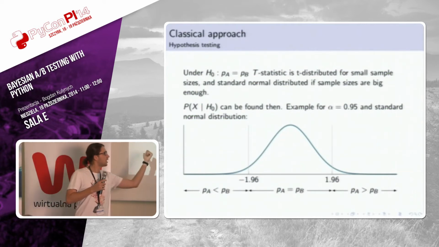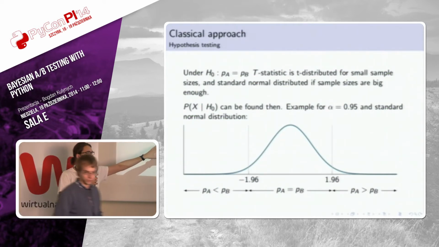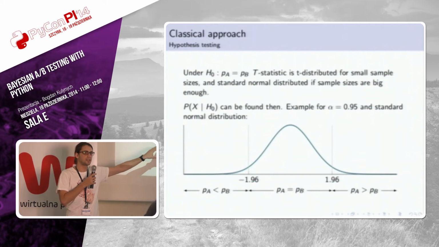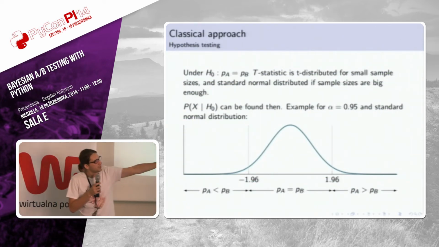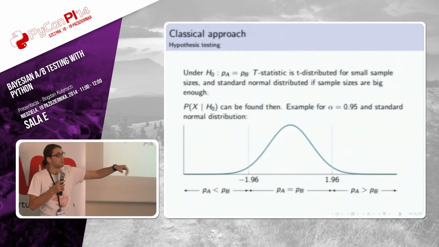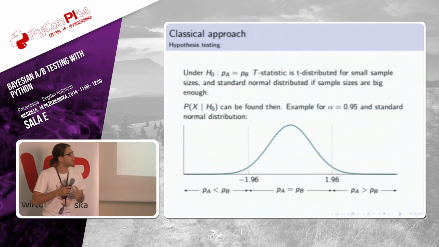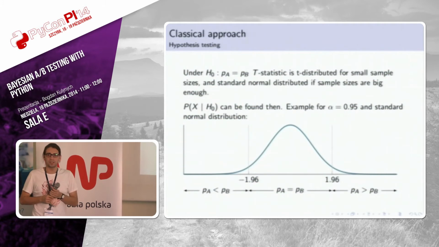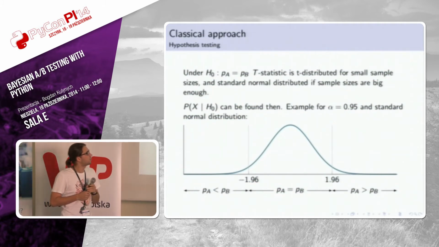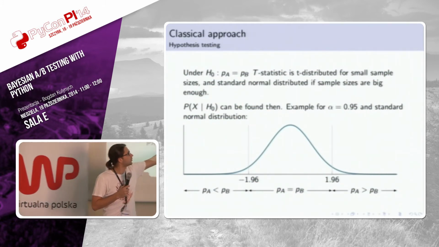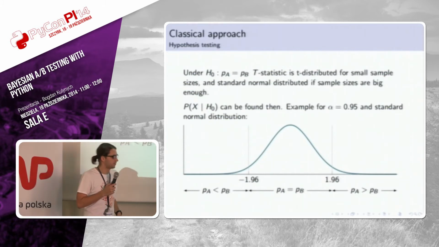And if it's this way, then we are pretty sure that variation A produces fewer sign-ups than variation B. And if it's that way, then we're pretty sure that variation A produces more sign-ups than variation B. So this is how it works. This number is for alpha 95%.